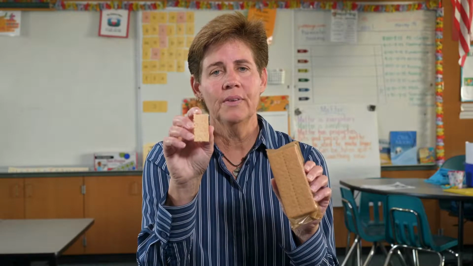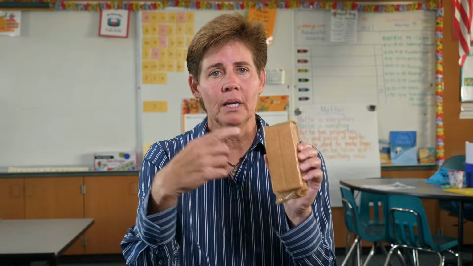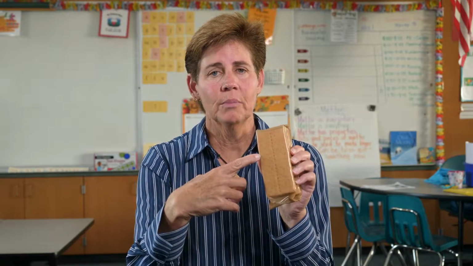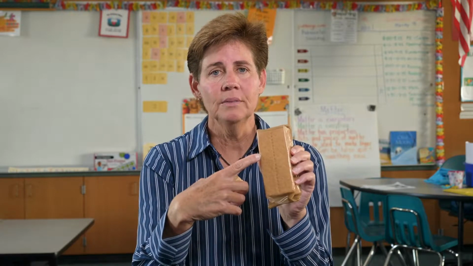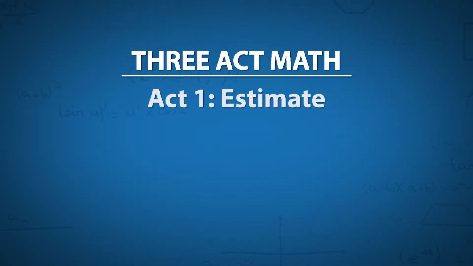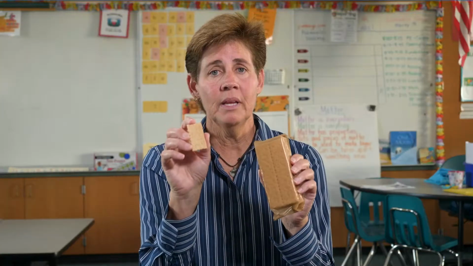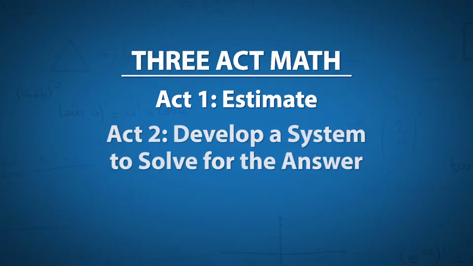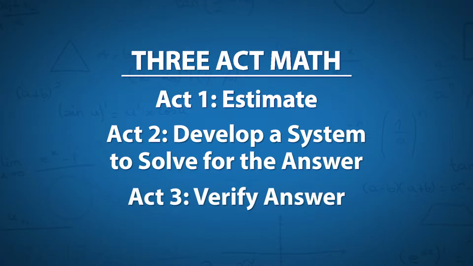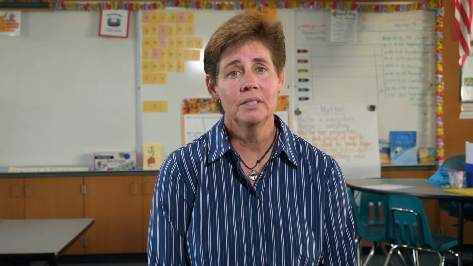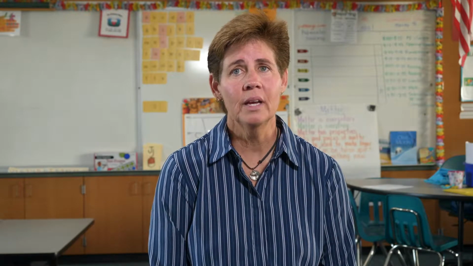The 2nd graders are going to figure out how many of these small graham crackers are in a package of large graham crackers. So this will be a 3-act lesson. Our first act is going to be estimating. They'll estimate how many of these crackers they think are in here. In the 2nd act, they'll figure out a system to find out how many crackers are in here. And the 3rd act will be counting how many crackers there are to verify the answers they came up with.